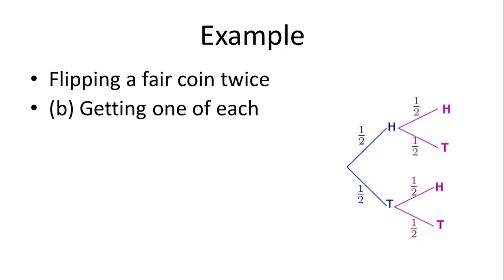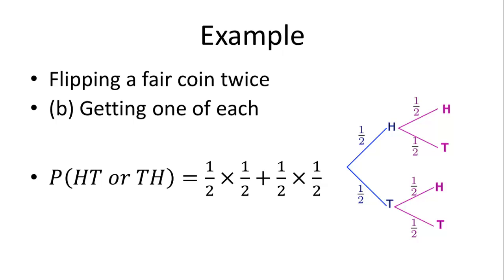How about getting one of each? Well, this is where there's two possible outcomes. We can get heads first then tails, or tails first then heads. So you can see what I mean. We're multiplying along the branches for the second time, and we add those two results together. Add it all up, it's simplified. Probability of one of each is 1/2.